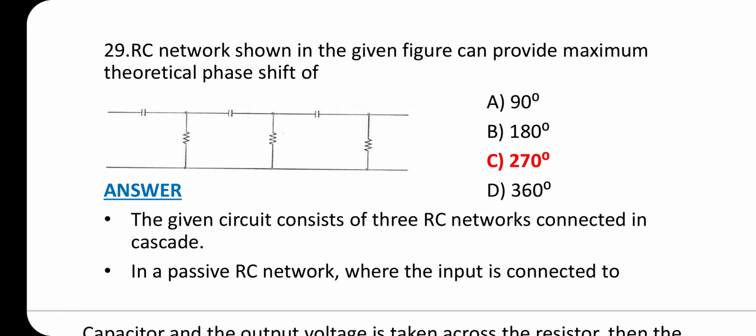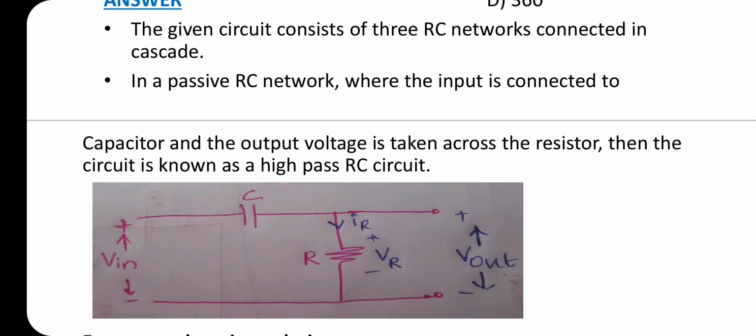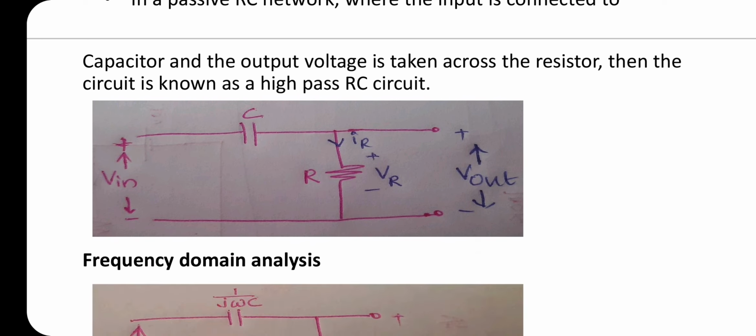Question number 29. RC network shown in the given figure can provide maximum theoretical phase shift of. Answer is option C, 270 degrees. The given circuit consists of three RC networks connected in cascade. In a passive RC network, where the input is connected to a capacitor and the output voltage is taken across a resistor, the circuit is known as high-pass RC circuit. It is given here.